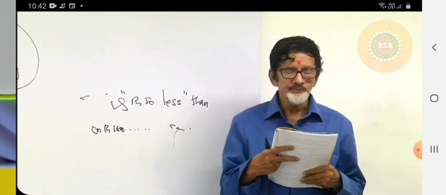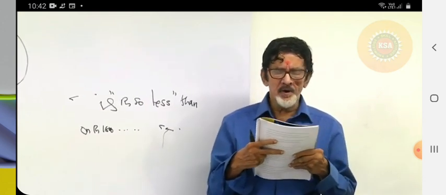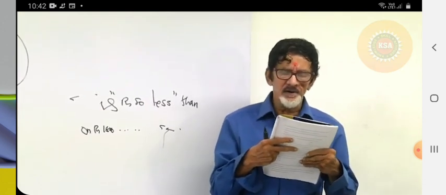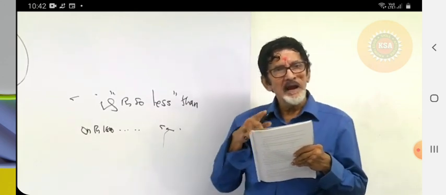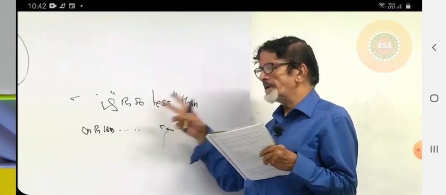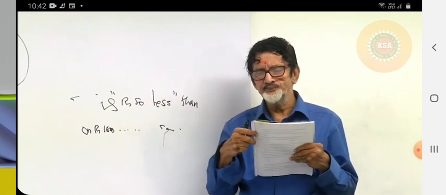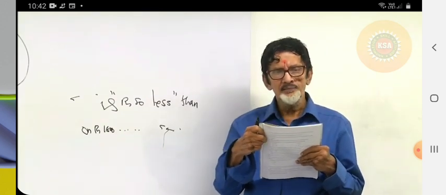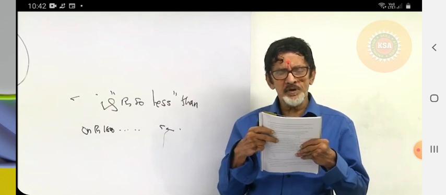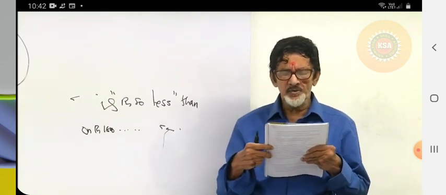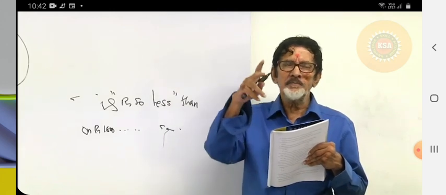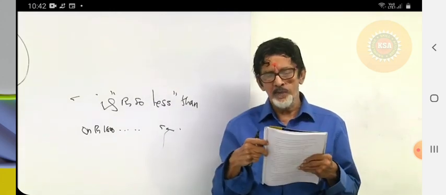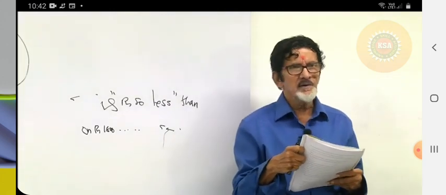Problem 12. Simple interest on rupees 1400 at a certain rate of interest for 3 years is 80 rupees less than that on rupees 1800 for the same duration at the same rate of interest. If you put the 80 rupees there, it is easily understandable. Find the rate of interest.